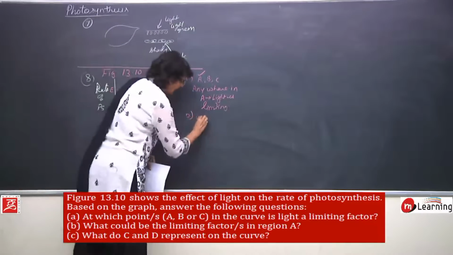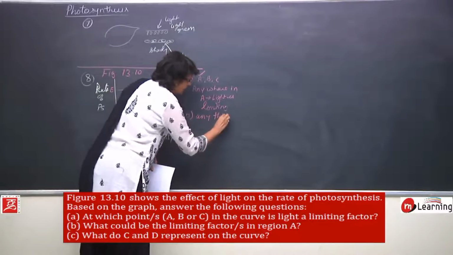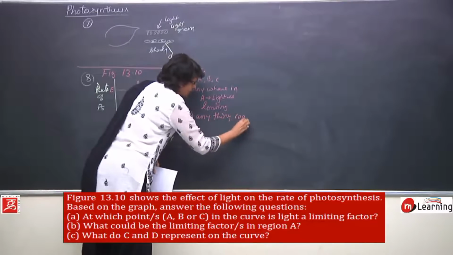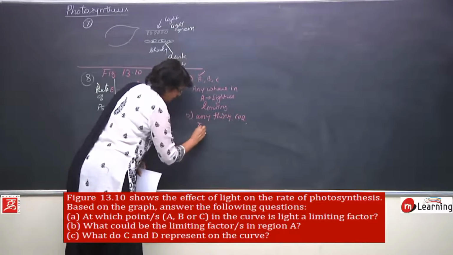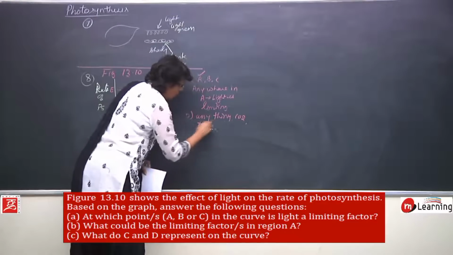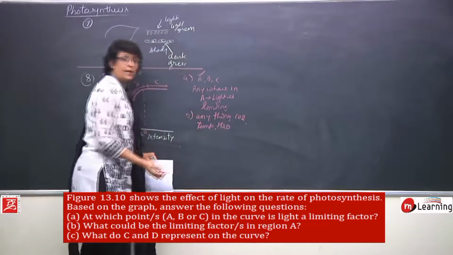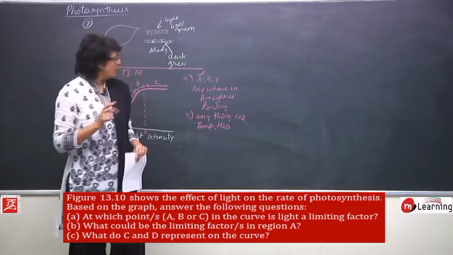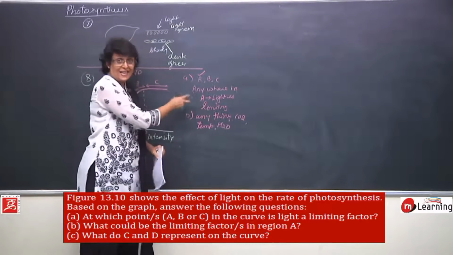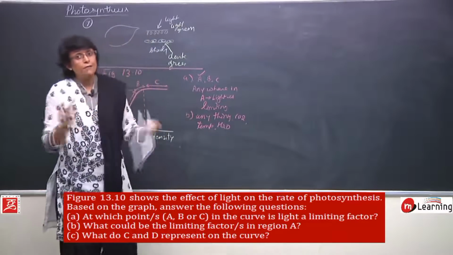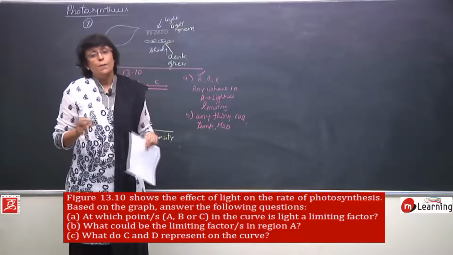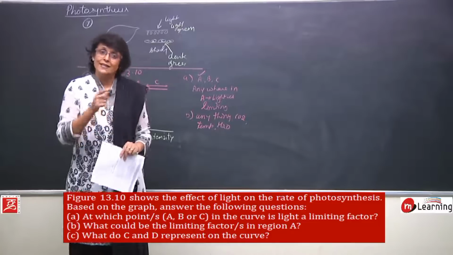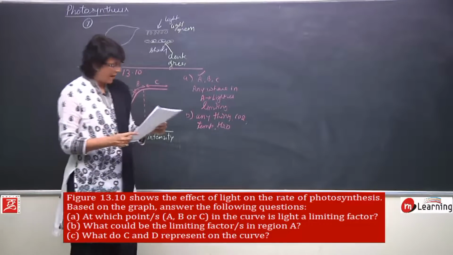So, anything, that is carbon dioxide, temperature, water, anything can be a limiting factor here, unless and until everything is mentioned. We said that light is a limiting factor assuming that everything is in plenty, but suppose the other thing is also less, then that would also become a limiting factor.